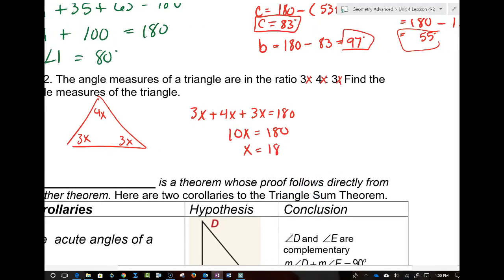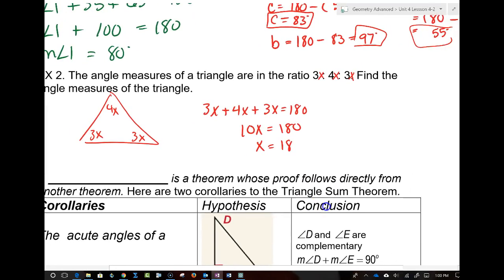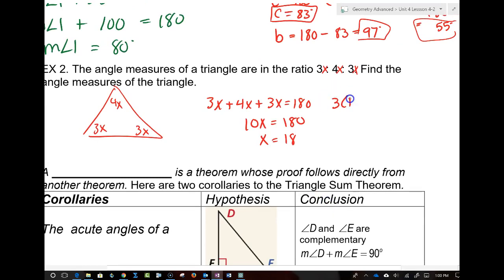Am I done? No, I have to find the angle measures, so I have to give all of them. So I got here 3 times 18, which is what? 54 degrees. I know another one's 54 degrees, so does that take care of 2 of my angles? Notice, did I list it once or twice? I had to do it twice. And then our other one is 4 times 18. It should be 72 degrees. Those are the measures of your 3 angles. Yeah, you could do it that way. This is an easy way to check if you're right, though, right?